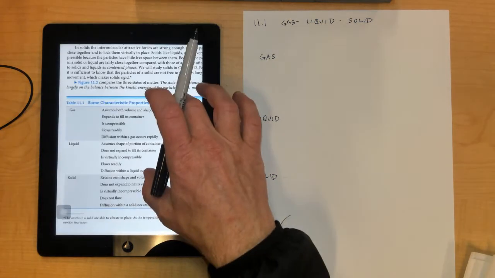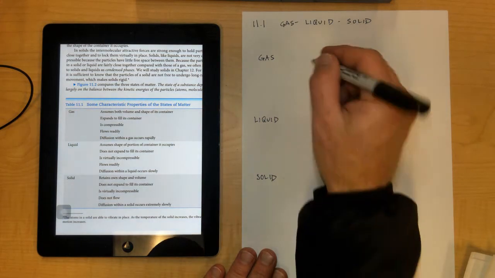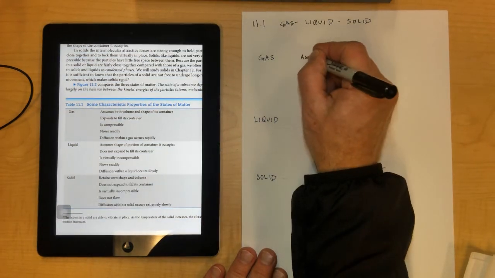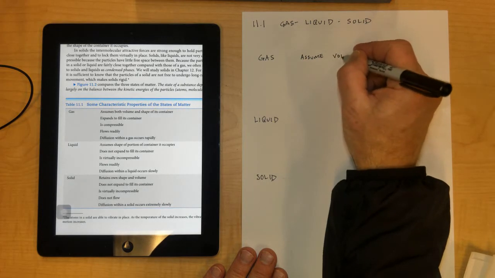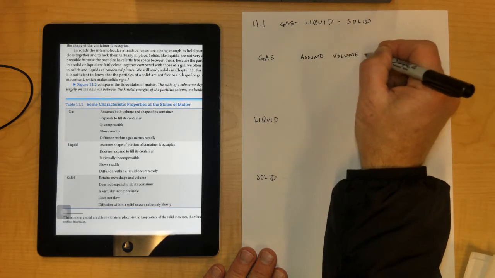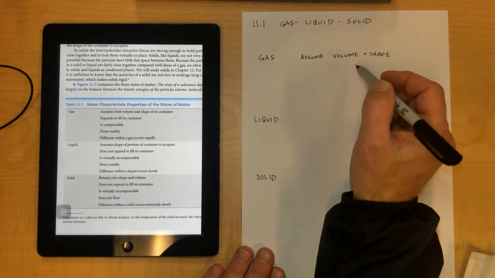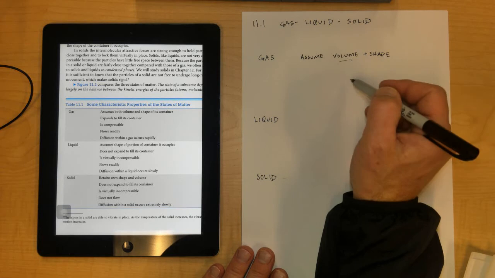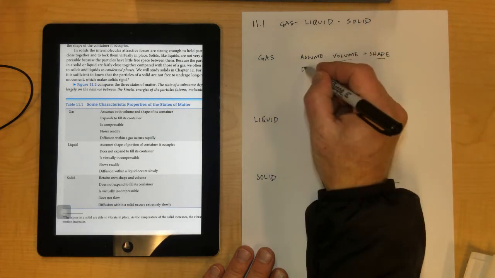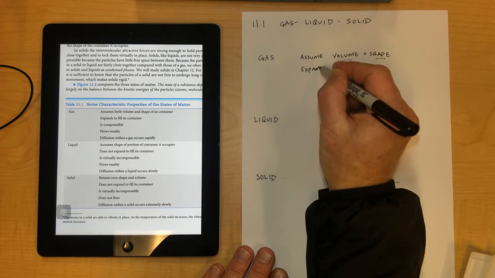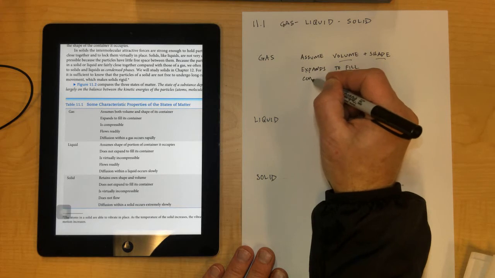So, first of all, some characteristics and properties for these states of matter. First of all, gases assume both the volume and the shape of its container. As we learned back in Chapter 10, whatever container holds it, that's its volume, and whatever the shape of that container is, that decides what the volume is. It expands to fill the container. It is compressible.